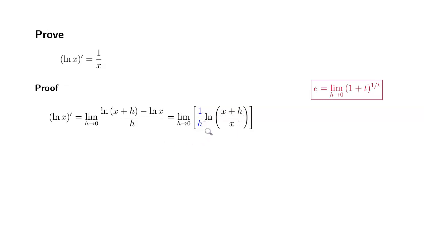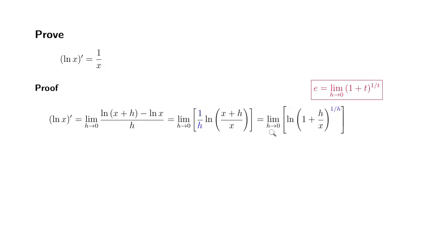Then use another log property to place 1 over h up here. So we're going to get something like this. You have a limit as h approaches 0, and 1 over h is now up here. And also we simplify: x over x gives you 1, plus h over x. We have that.